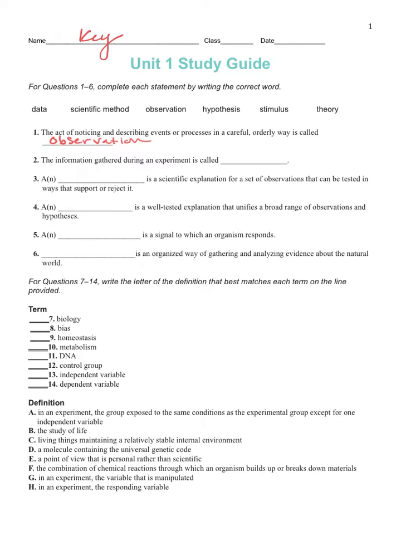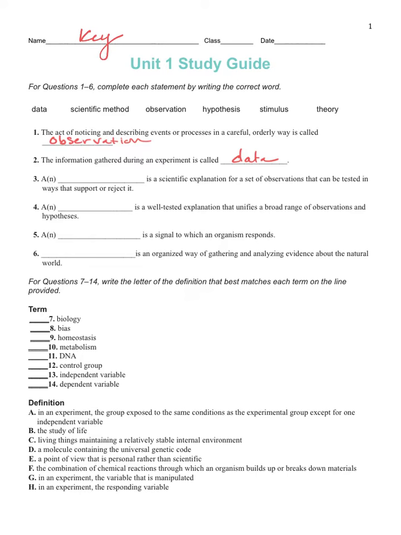Number 2 says the information gathered during an experiment is called data. And so, anytime you are recording information, whether it's measurements or observations, when you record them and put them potentially in a data table, it's called data.